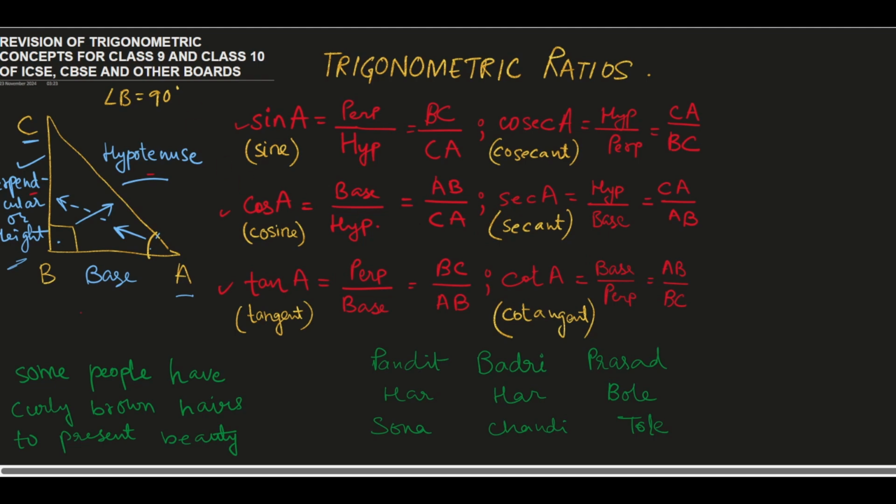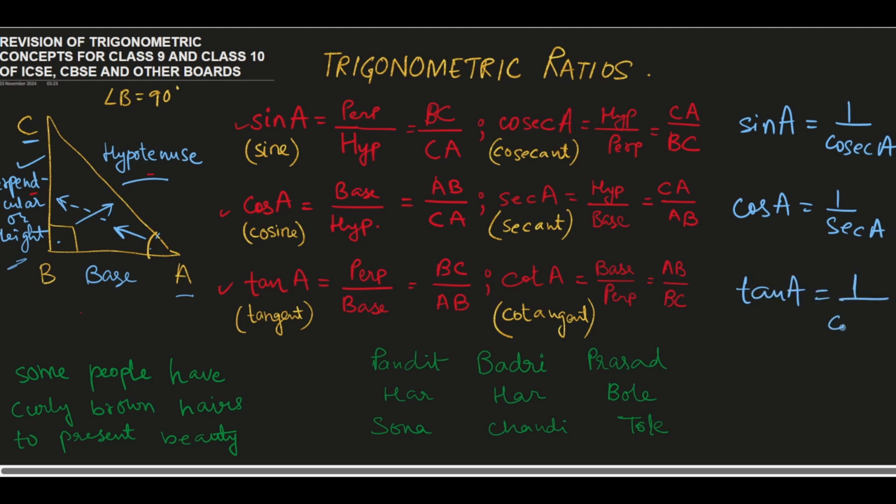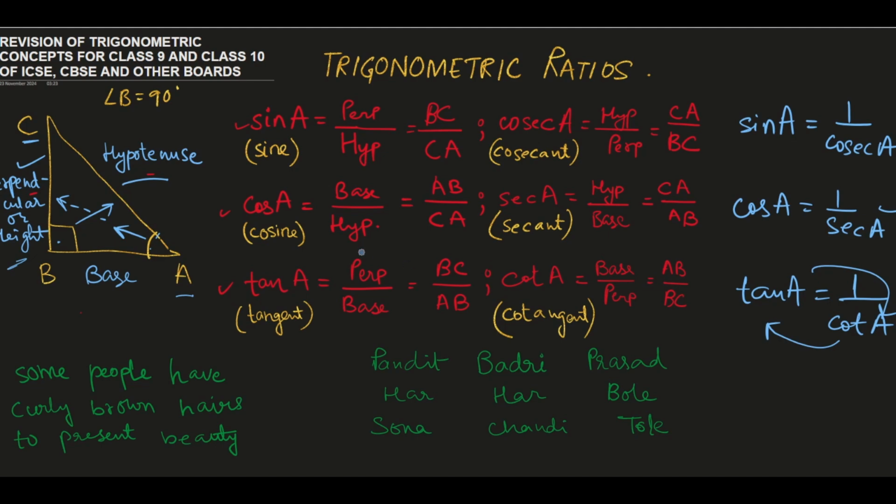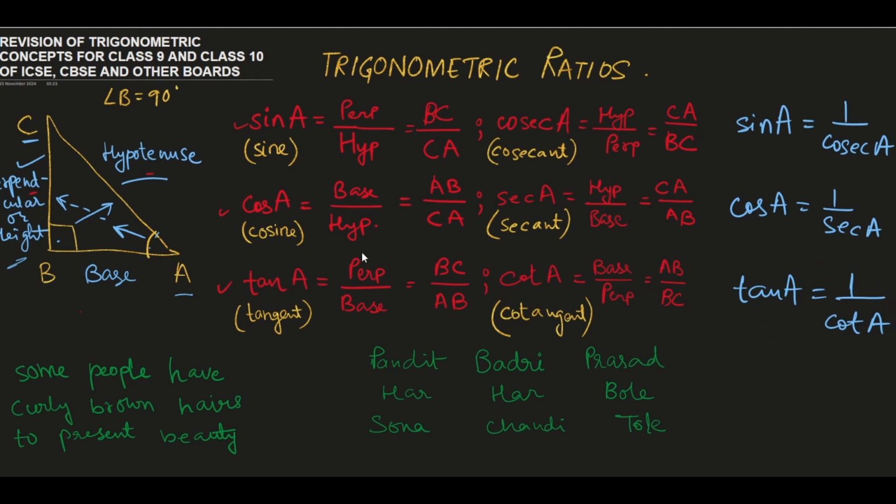Okay, I just missed one thing. We can also write these ratios as sin A is equal to 1 by cosec A, which means we can use these relations while solving questions also. Cos A is equal to 1 by sec A, and tan A is equal to 1 by cot A, and vice versa. You can just take cot A up there, and you can bring tan A here, similarly for this and similarly for this. I hope there is no problem till here.